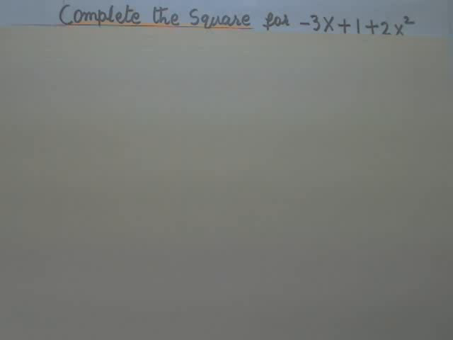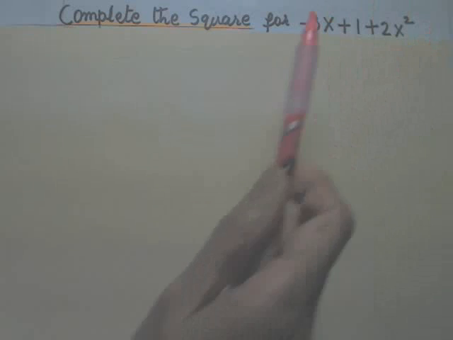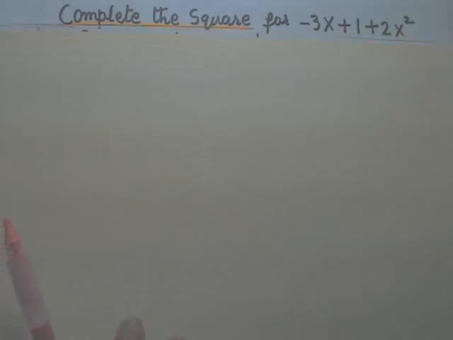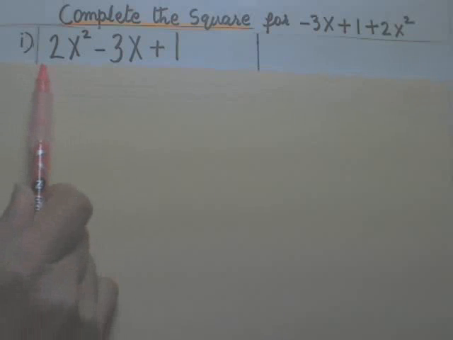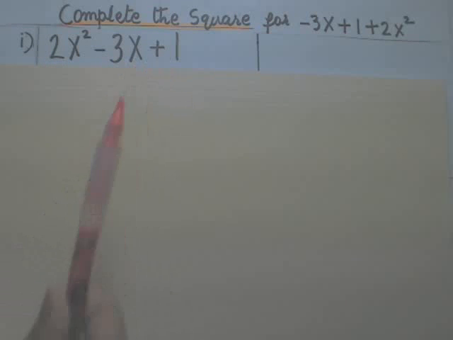Here is an example. Complete the square for negative 3x plus 1 plus 2x squared. In the first step, you will rewrite this quadratic expression in decreasing powers of x. Of course, if the given quadratic is already in decreasing powers of x, you simply copy it down in step 1. But our quadratic is not in decreasing powers of x, so we rewrite it as 2x squared minus 3x plus 1. In the next step, we will factor out the leading coefficient 2.